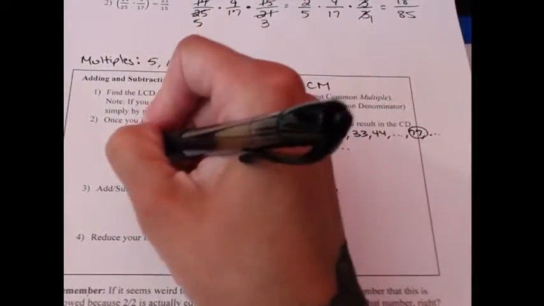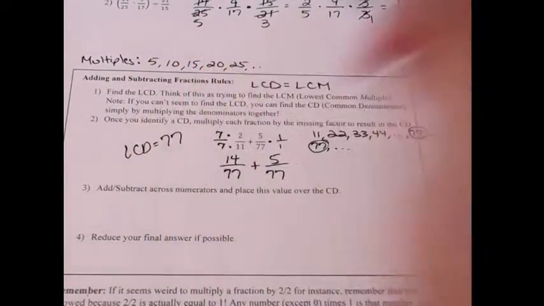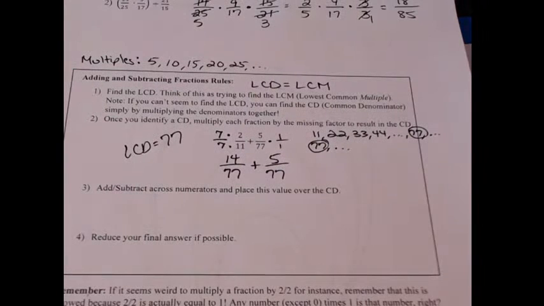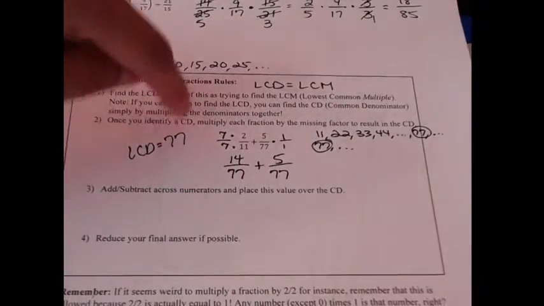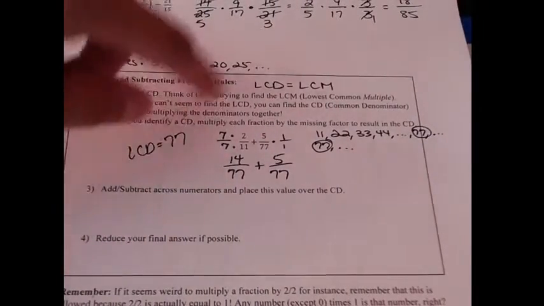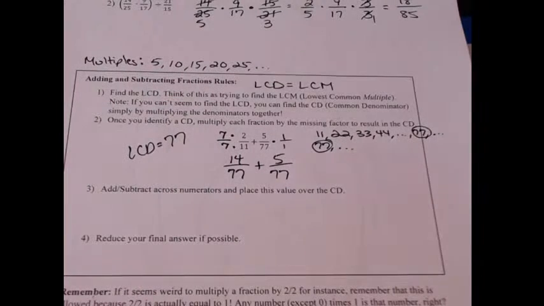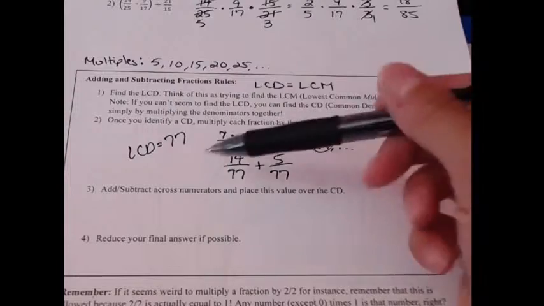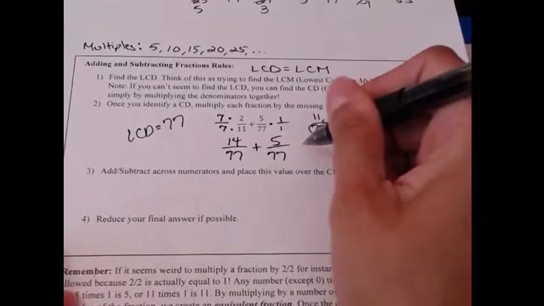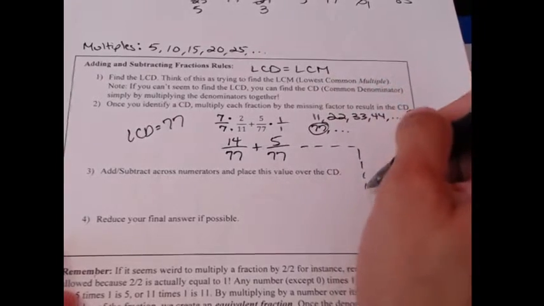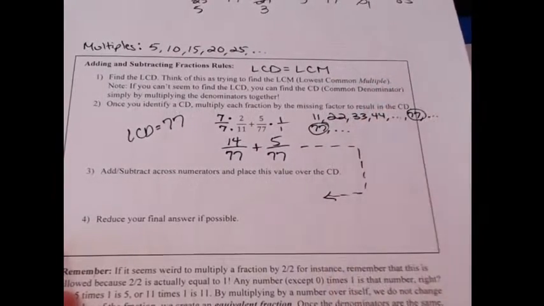Another note, you may want to actually jot down what that LCD is. It tends to help give us a guide, be like our focus. We know that our denominators have to become that number, so we have to do what it takes to make that happen. Once you have identified the common denominator and adjusted both of the fractions by multiplying by the missing factor, all you have to do now is add or subtract across the numerators.